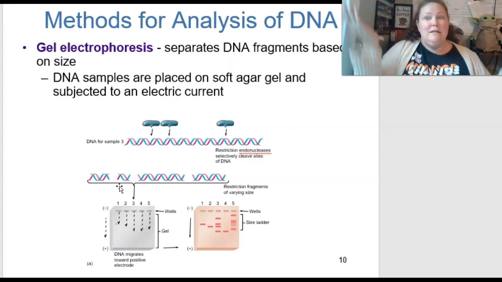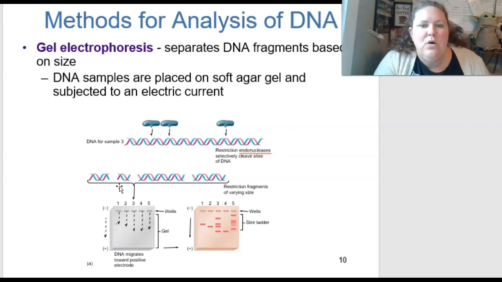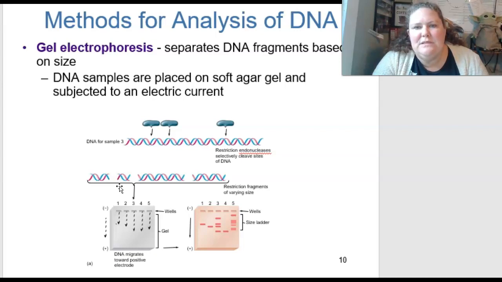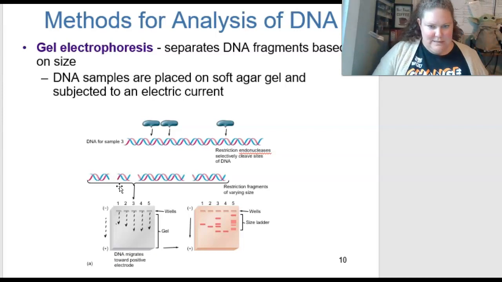Then we get to analyze it. So how do we do this? Well, one of the most popular ways to look at this would be through gel electrophoresis. And so what this does is it runs a current down through your samples, and it separates the DNA fragments based on their size. And the DNA samples are placed on a soft agar gel, and then they're subjected to an electrical current to help separate those guys out.